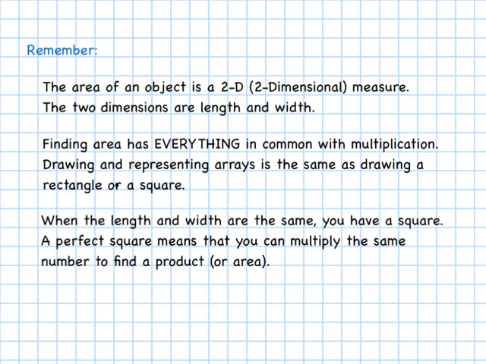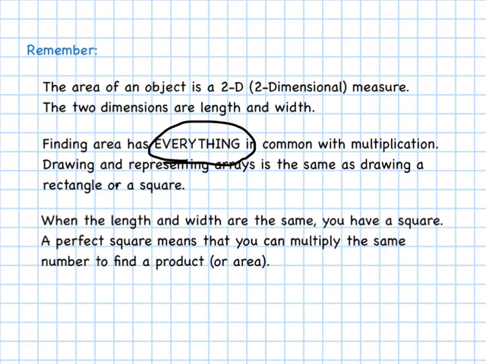The next thing I want you to pick up from this video is that finding area has everything in common with multiplication. So when we draw rectangles, we can also represent these rectangles as arrays. Now, why don't we always see them as arrays? Well, because sometimes the numbers are too large. So if you have a room that is 18 meters by 12 meters, that's a lot of circles. But you can draw an array to represent a shape and to find its area.